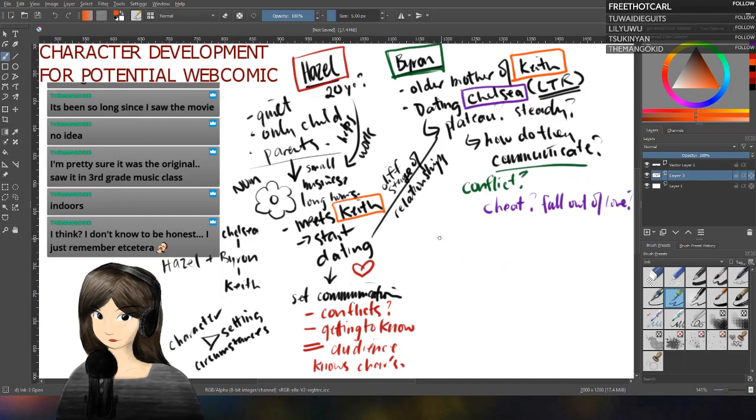Keith is the younger brother. I'm gonna say he's like 21, give or take. Let's say Byron is 24? 25? 25, let's say, and then Chelsea might be 23. I don't know, these are arbitrary numbers.